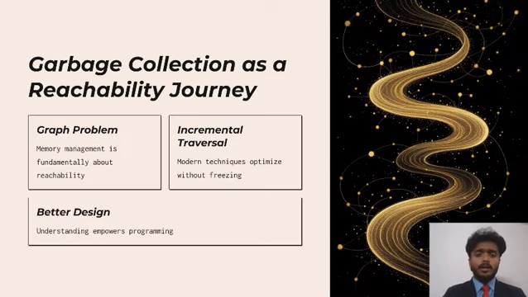To conclude, garbage collection is fundamentally a graph reachability problem. By modeling memory as a directed graph, we apply traversal, cycle detection, and optimization techniques. Modern systems improve performance using incremental and concurrent strategies. Understanding this perspective helps us see what truly happens behind the scenes when our program runs.